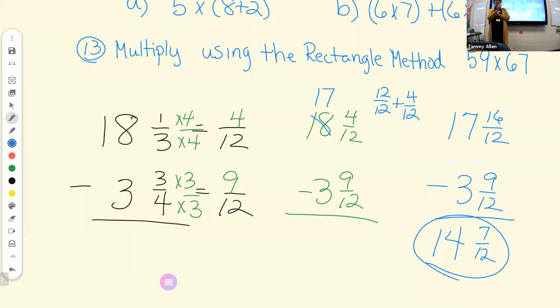All right, so we look for common denominators, we look for borrowing if and only if we need to, okay? And then we look for reducing at the end, right?